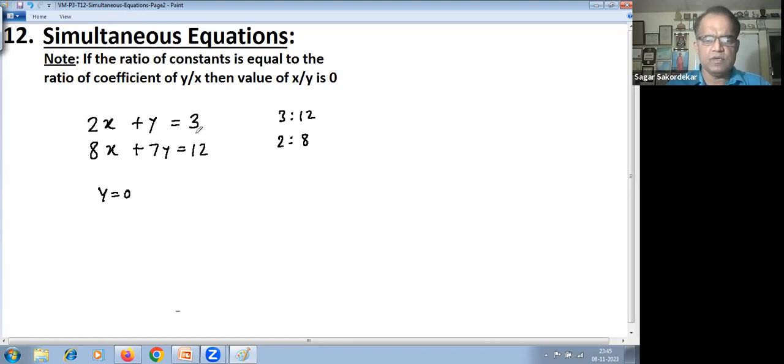The other variable is 0, so you have to calculate x by substituting the value of y, that is 0. I'm taking this equation, 2x plus y, with y as 0, equal to 3. So 2x equal to 3. Divide both sides by 2. X equal to 3 by 2. So the final answer: x equal to 3 by 2 and y equal to 0.